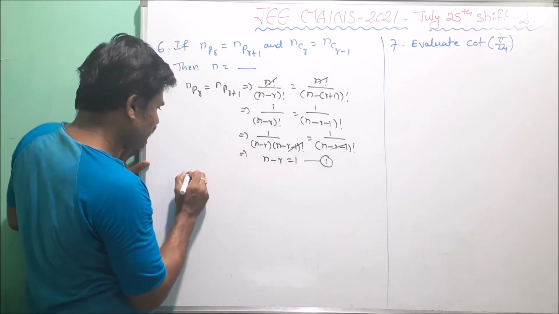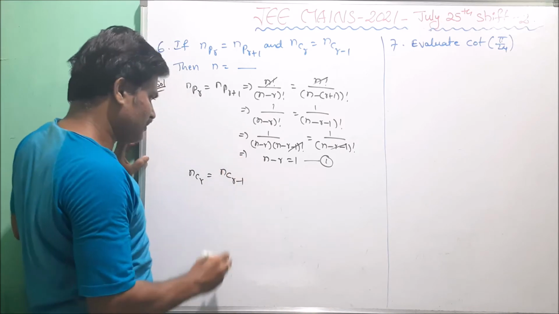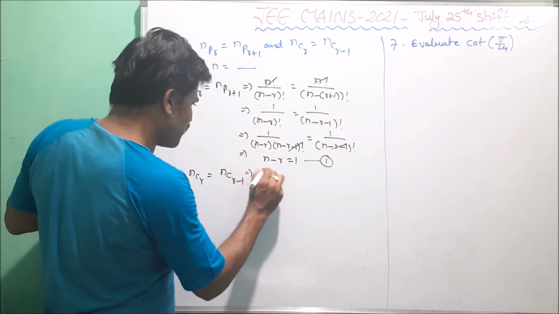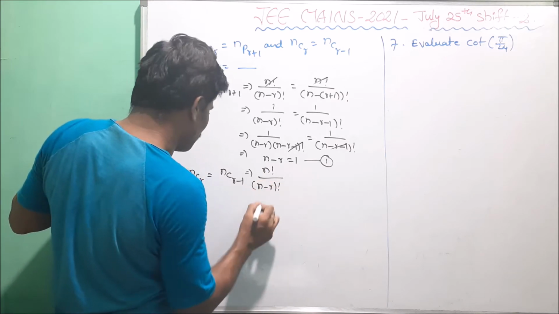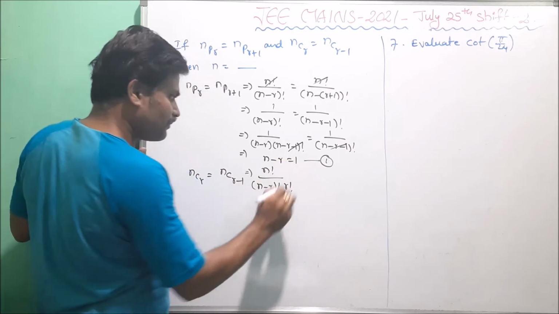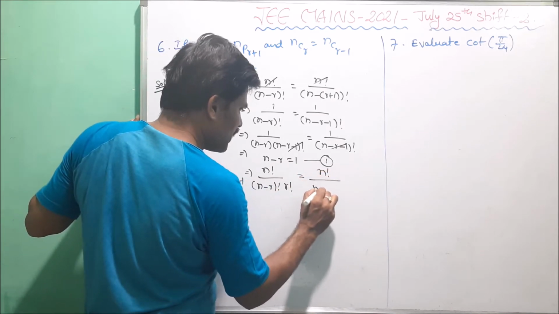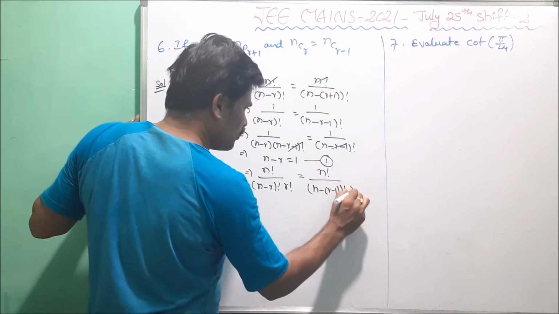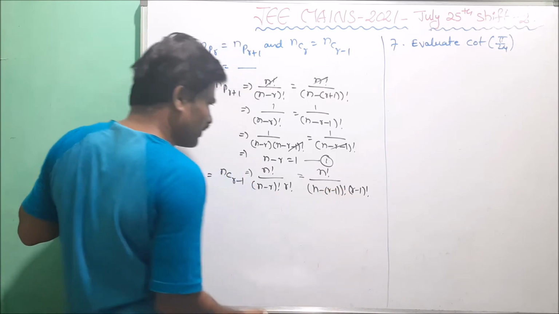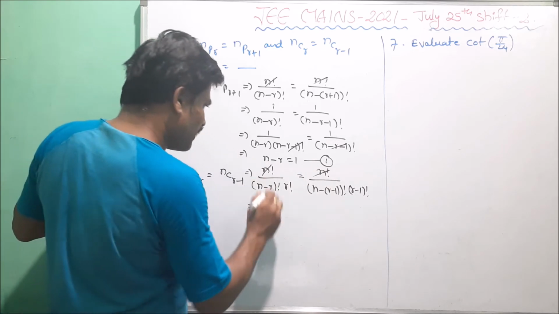Now the second condition, nCr equal to nCr minus 1, which implies we write n factorial by n minus r factorial into r factorial, and here n factorial by n minus of r minus 1 factorial into r minus 1 factorial. Here n factorial cancels.